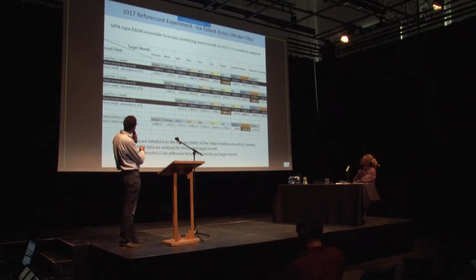And we have all the months. So this is February, target months, lead time equal 1 month. It means it was initialized in January. March, lead time equal 1 month. It means it was initialized in February, and so forth.